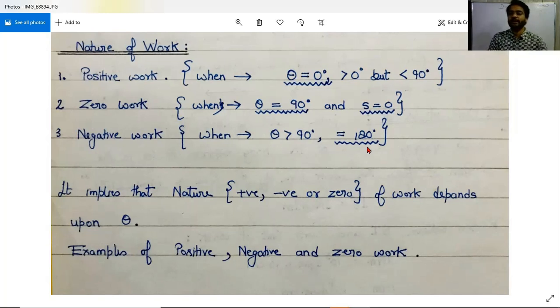And what is the example of negative work? Throw a ball in upward direction. So what is the work done by gravity? It will be negative. Why? Because displacement is upward, gravity is downward, angle is 180. So this is an example of negative work.